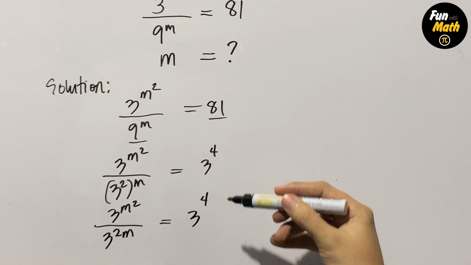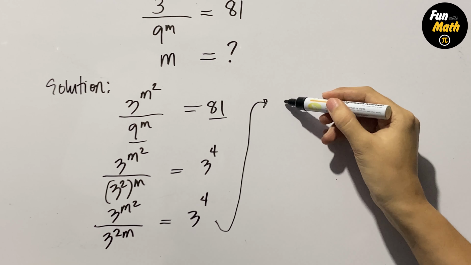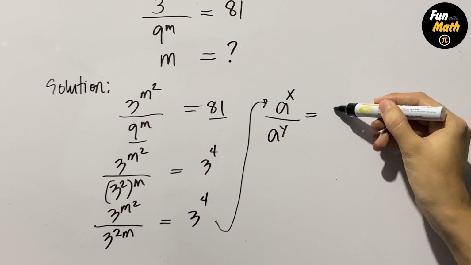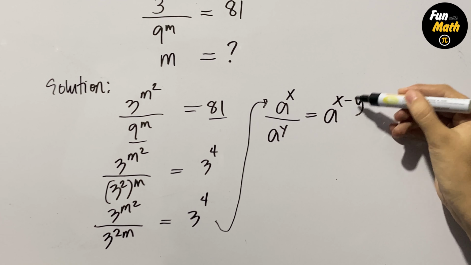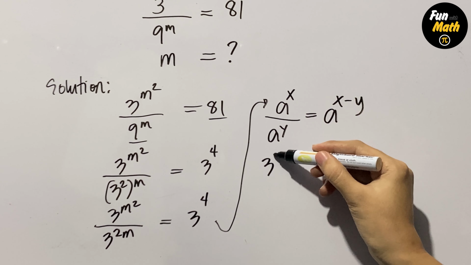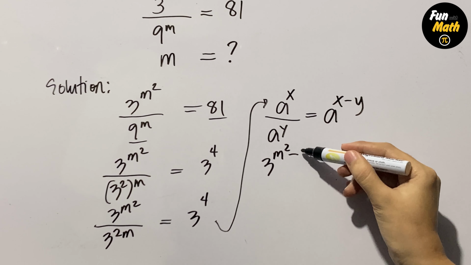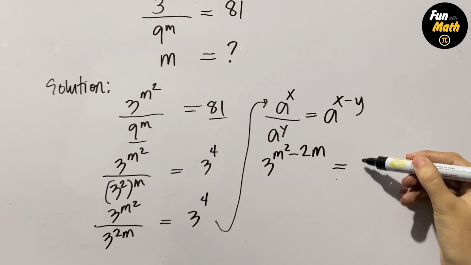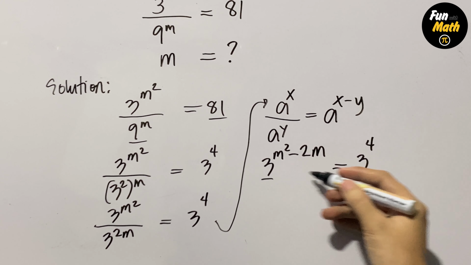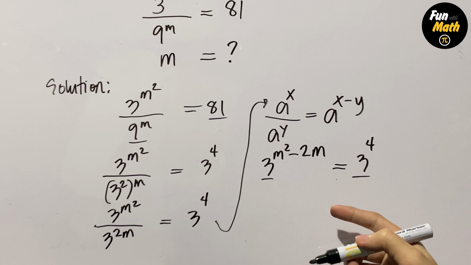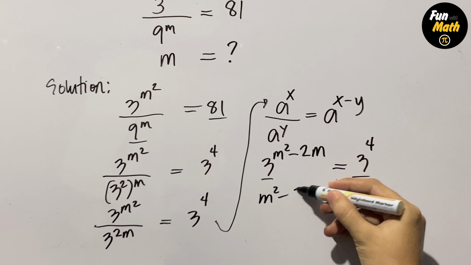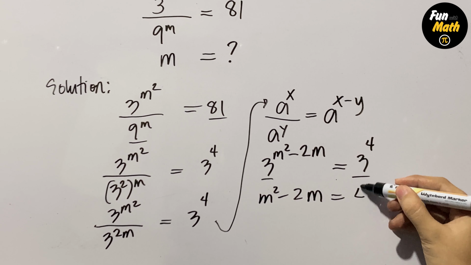And the next is, we are going to follow a rule: a^x over a^y is equal to a^(x minus y). For this, we can write it as 3^(m² minus 2m) is equal to 3^4. Now, they have the same bases, 3 and 3, which means that we can equate the powers. So that is m² minus 2m is equal to 4.